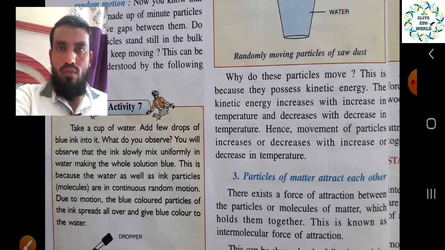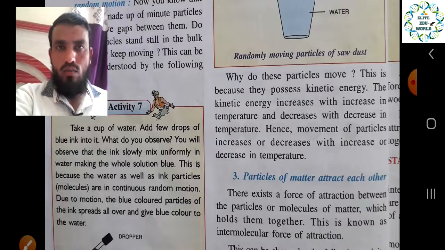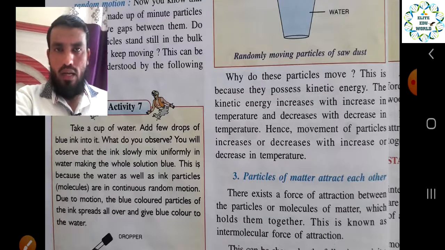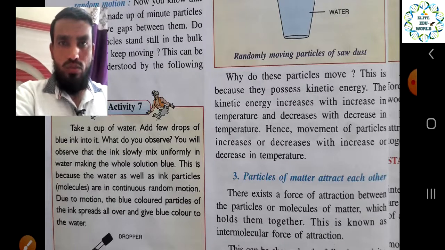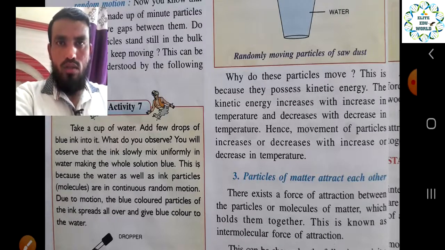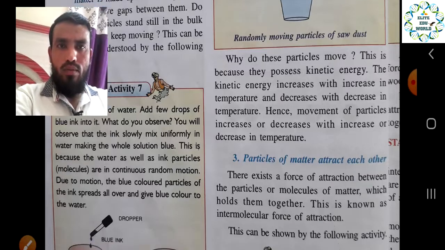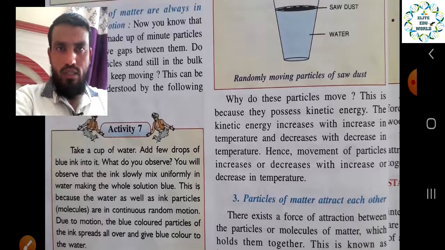Liquid molecules can move within the boundaries of the liquid, and gaseous molecules can move anywhere they get the space to move. So there is movement of the molecules of solid, liquid, and gas. To understand the movement of the molecules of liquid, we have this activity.